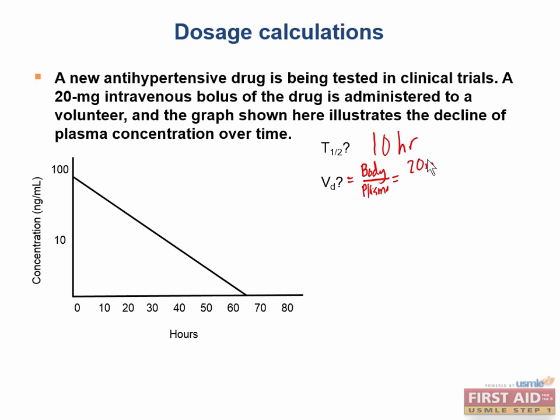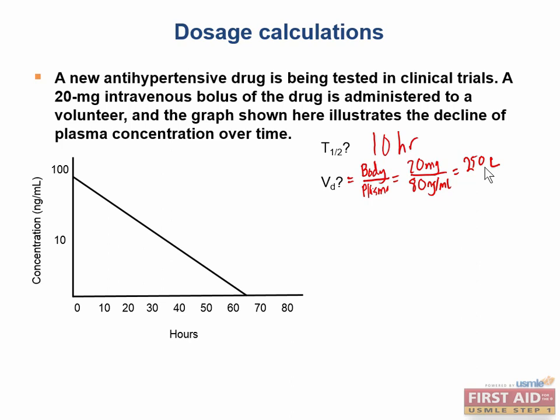So we have a 20 milligram bolus. Now we need to figure out how much is in the plasma. So we look at time zero here. I already said that it was about 80 nanograms per milliliter. So that's what we'll go with. 80 nanograms per milliliter. I'm going to spare you the time on the calculation here. It approximately equals 250 liters. So notice that I put it in liters because like I said, volume of distribution is usually expressed in liters there.